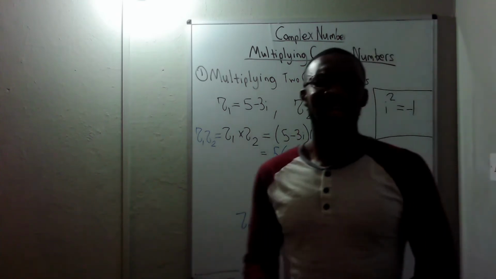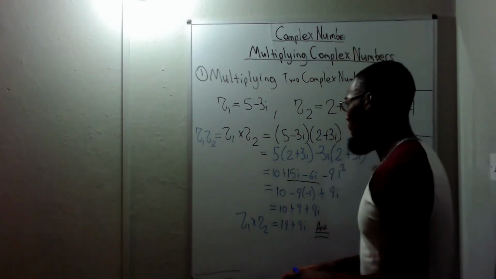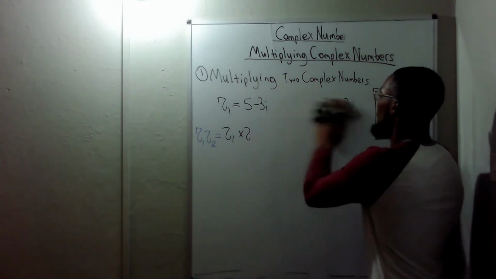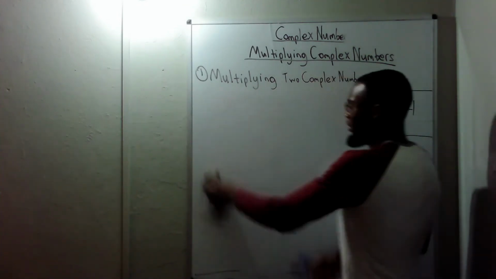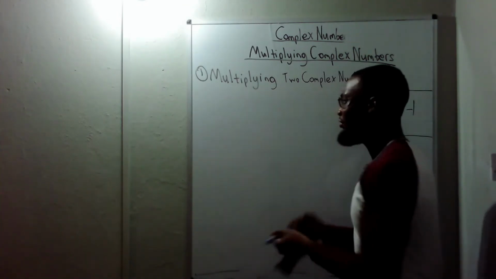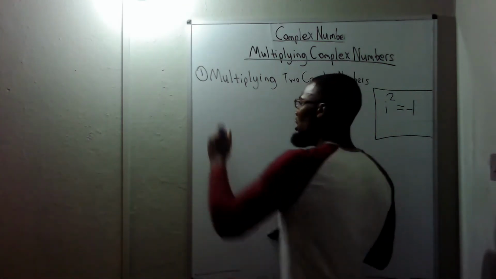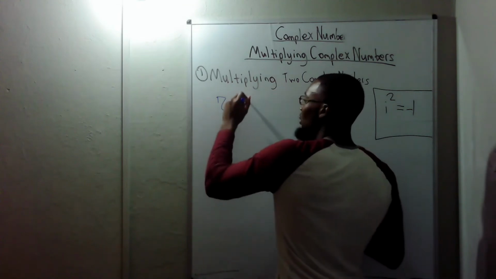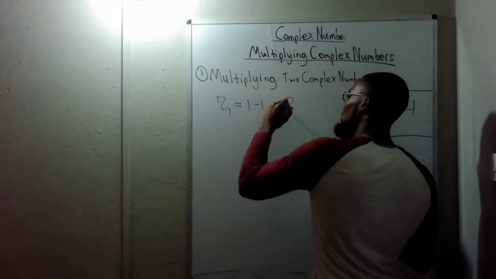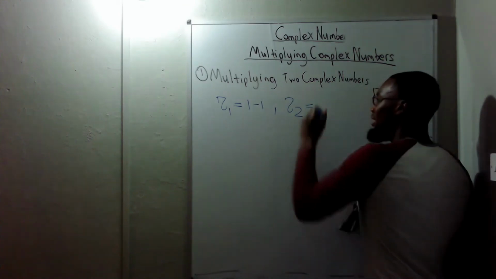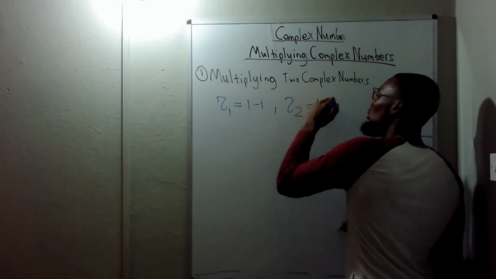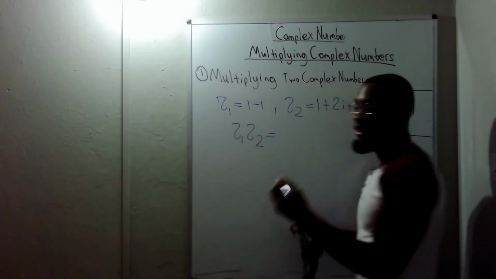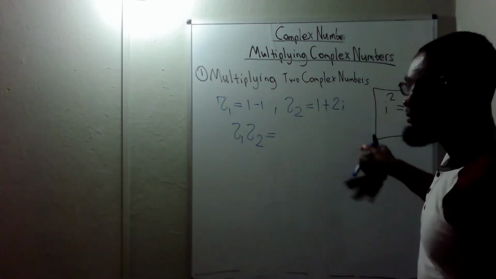So of course, you know the usual, I'm going to put one now for you to try. Let's say you're given z1 is equal to, let's say, 1 minus i, and z2 is equal to, let's say, 1 plus 2i. Work out z1 times z2. So work that out for me. Pause and attempt.